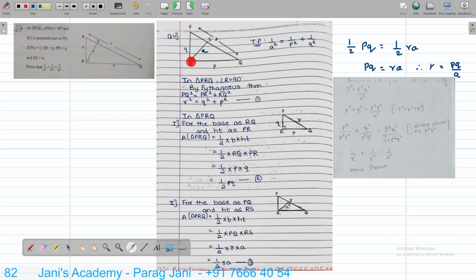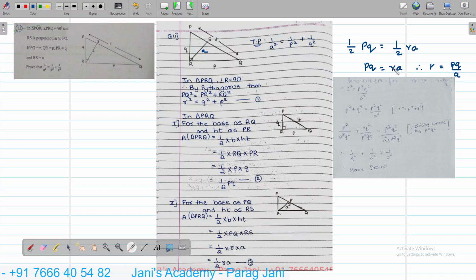The reason is, this is one triangle. In one case you have considered this as the base, in another case you have considered this as the base. In both cases you are finding different values, but the area will remain the same. So you have to put an equal sign here. Now 1 upon 2 cancels, PQ is equal to RA.